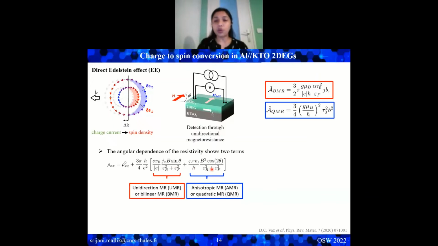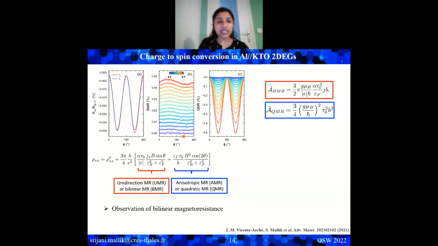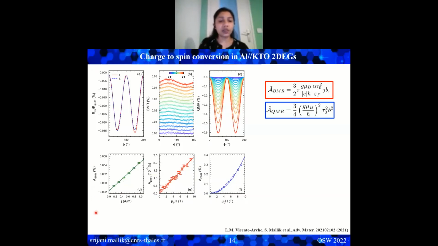And if we take the coefficient of these two magnetoresistance terms, then for BMR, this varies linearly with the current density as well as the magnetic field, and for the QMR term, this varies quadratically with the magnetic field. So we performed this measurement on our sample, and we can see that yes, the BMR term really varies as sine theta, and the QMR term varies as cos theta. And when we calculated the coefficients of BMR and QMR, then as expected, the coefficient of BMR varies linearly with the current density as well as the magnetic field, and the coefficient of the QMR varies quadratically with respect to the magnetic field.